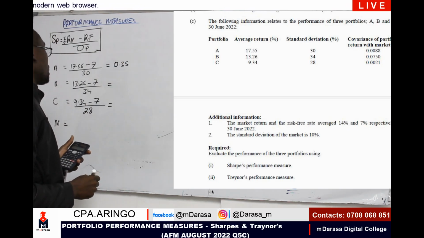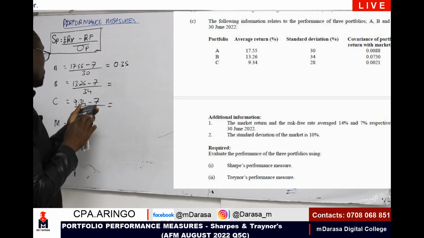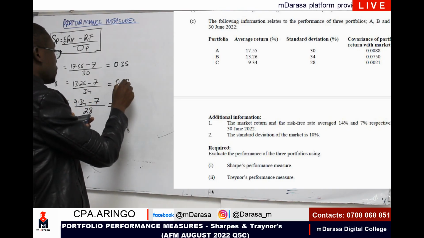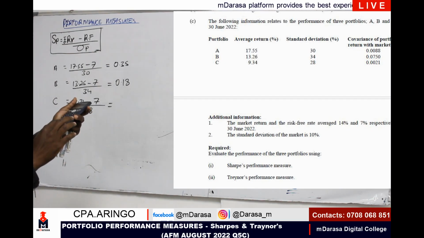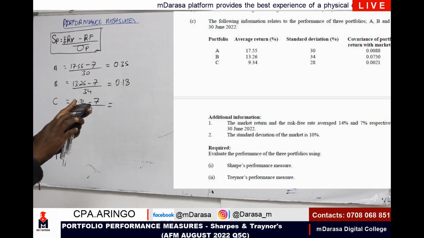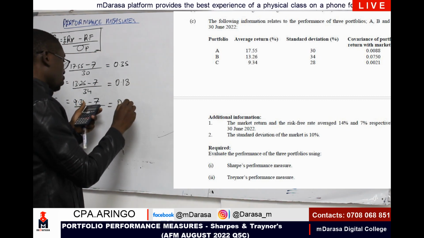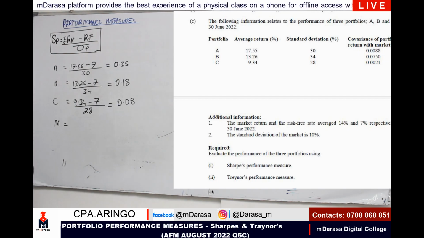Then for B, 13.26 minus 7, divide by 34. This should give us 0.18. Then 9.34 minus 7, divide by 28. This should give us 0.08. That is what you should be having here.